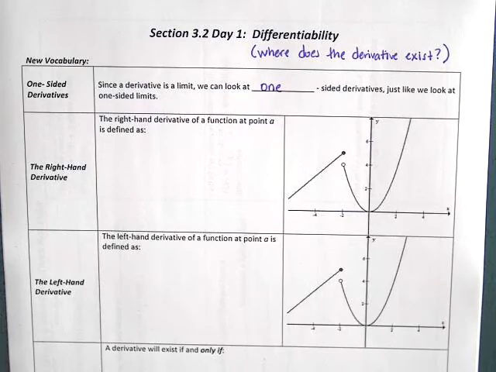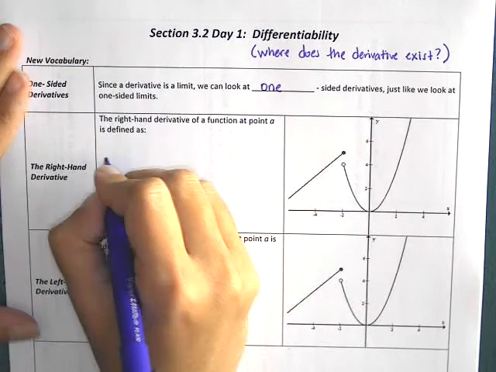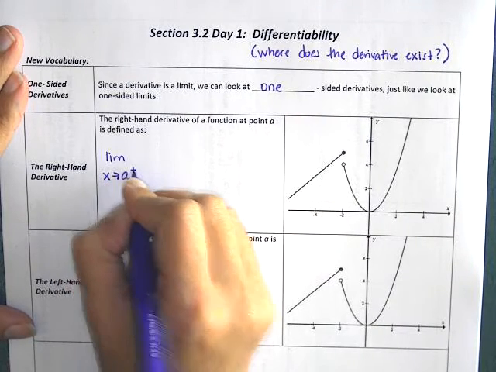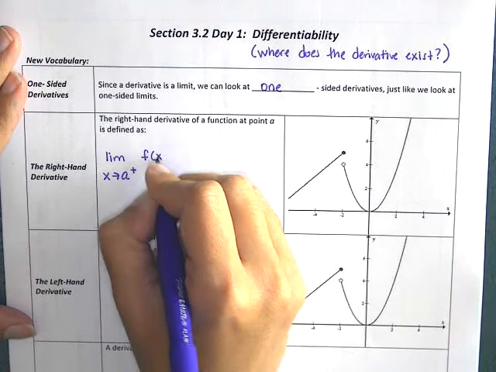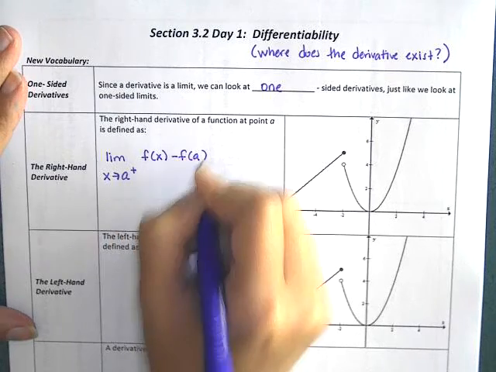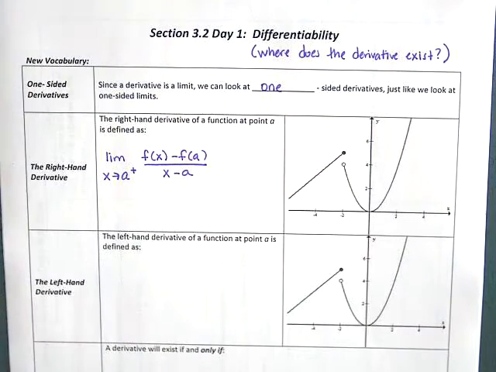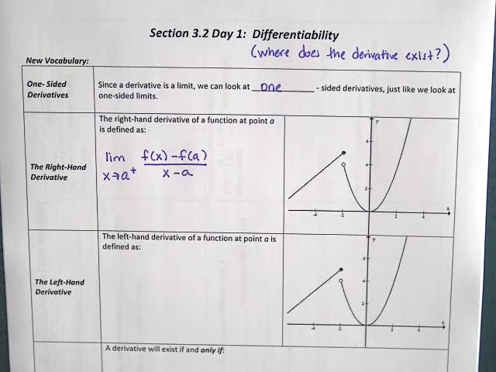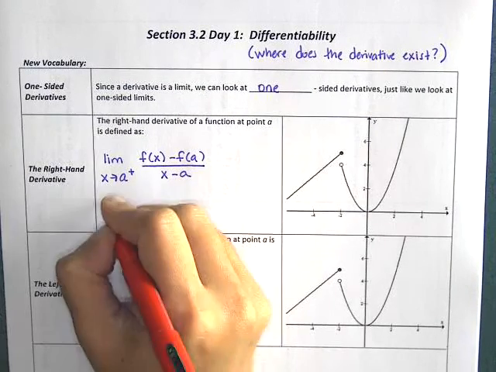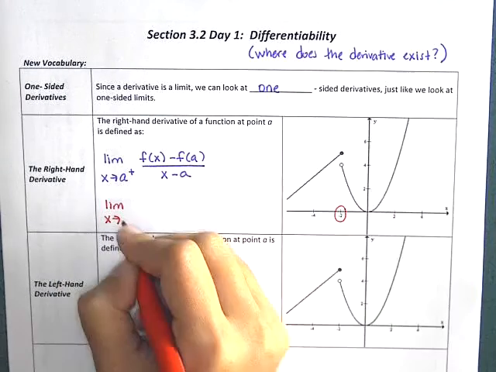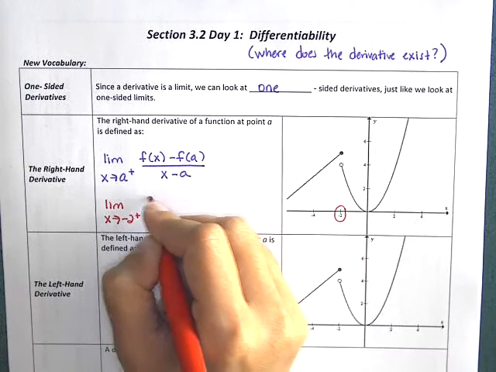The right-hand derivative at a point a is the limit as x approaches a from the right of f of x minus f of a all over x minus a. Basically what you're doing here is you're looking at the slope close to a number, but on the right side. So if we make a note about this graph, if we look at the limit as x approaches, let's use the number -2 here, from the right side of this formula.